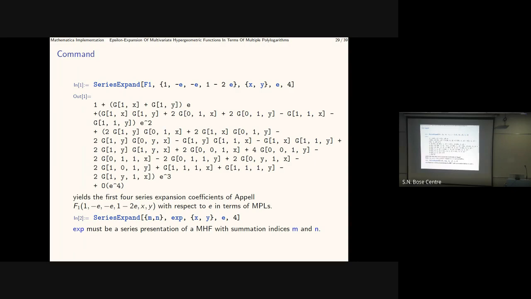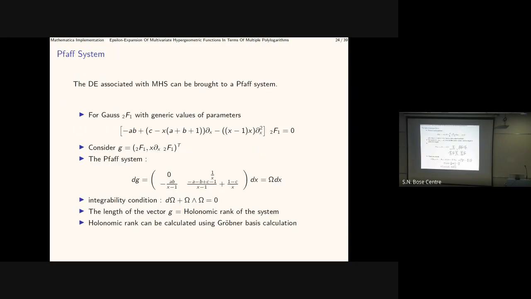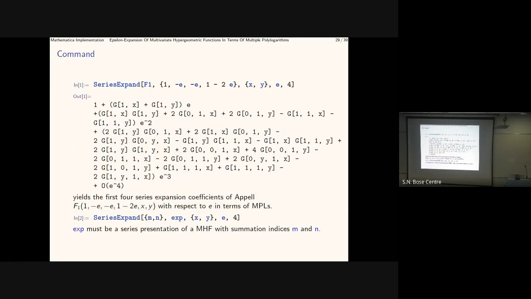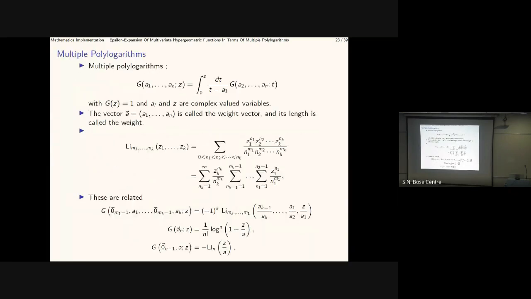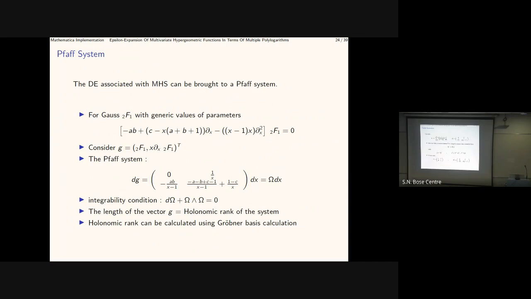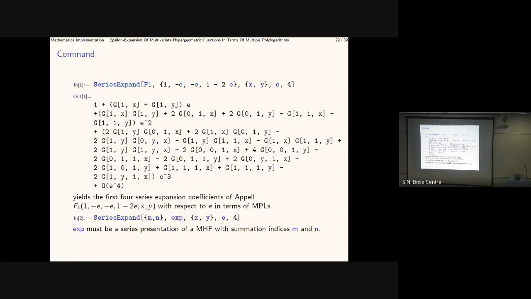So G is the same as the polylogarithm, which is this G. Finally, we expand this Appell F1 with this set of parameters, and this is the expression for the polynomial. Here you have only G with two values, right? Yes, G with two values, and it depends on the order. In first order it is G1x, and in fourth order it is this.